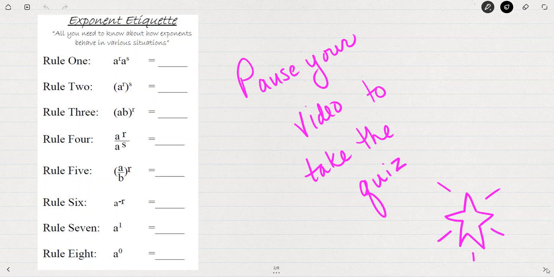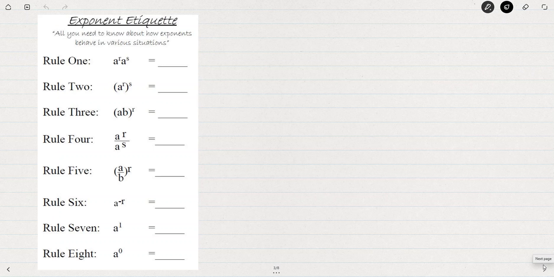All right, now that you've taken a short few minutes to check your own pre-knowledge, let's jump right in and see these different rules, how they interact with each other and why they are what they are. So to start with, rule 1.